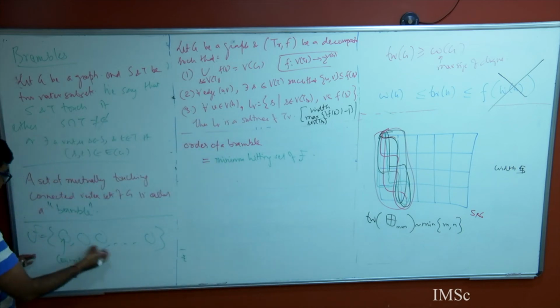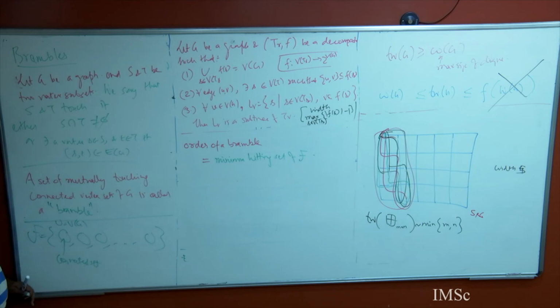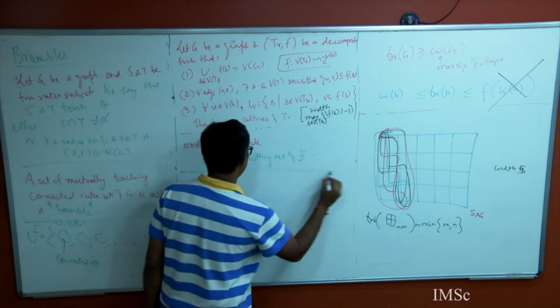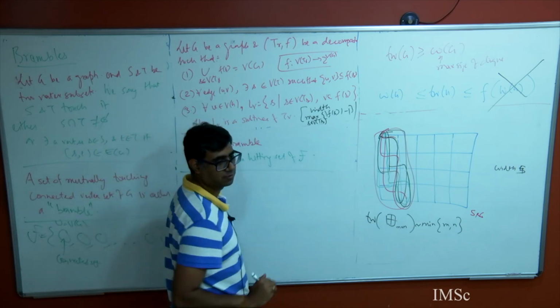Think of the vertex set of G as the universe, and these as a family of sets. A minimum hitting set is a set of vertices which intersects all of these sets. This is what is called the order of a Bramble: the size of a minimum hitting set of F.